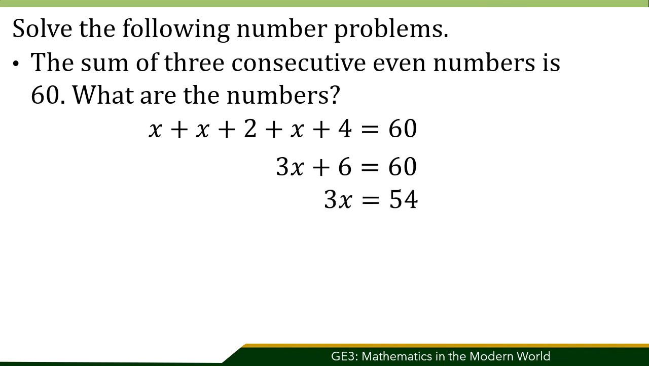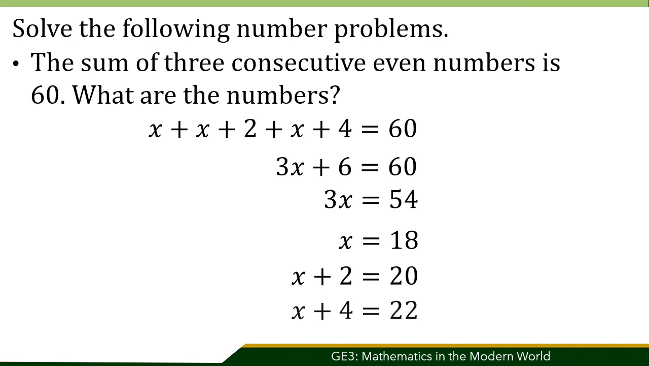This will be 3x equals 54 because 60 minus 6 is 54. So divide both sides of the equation by 3. We'll have x equals 18. The second even number, x plus 2, so that's 20. The third even number, x plus 4, so that's 18 plus 4, 22. So 18, 20, and 22 are the 3 consecutive even numbers which sum is 60.